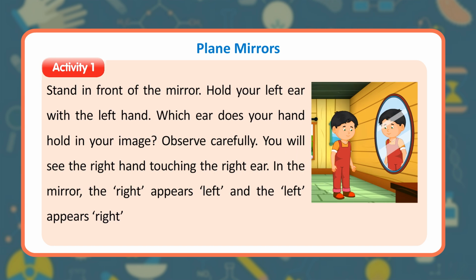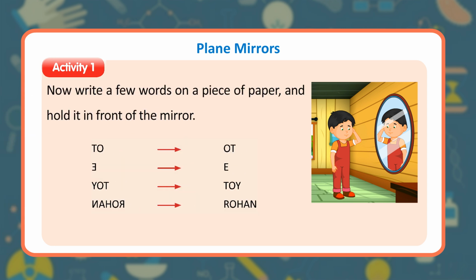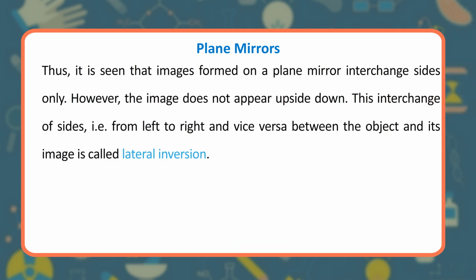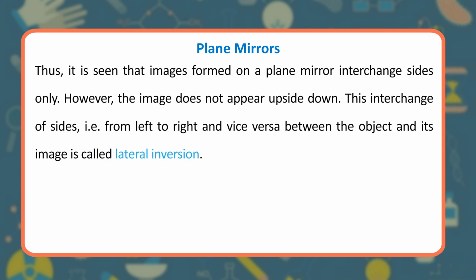Activity. Stand in front of the mirror. Hold your left ear with the left hand. Which ear does your hand hold in your image? Observe carefully. You will see the right hand touching the right ear. In the mirror, the right appears left and the left appears right. Now write a few words on a piece of paper and hold it in front of the mirror. Thus, it is seen that images formed on a plane mirror interchange sides only. However, the image does not appear upside down.